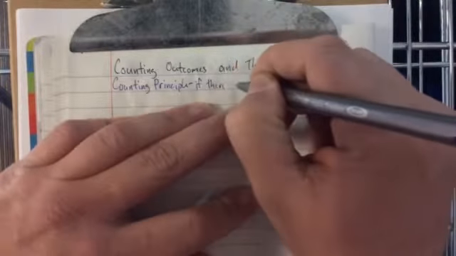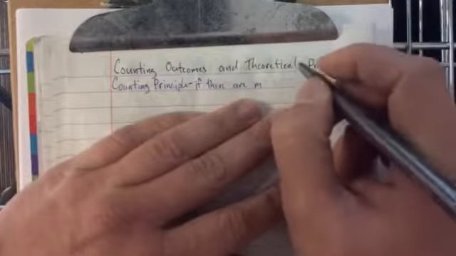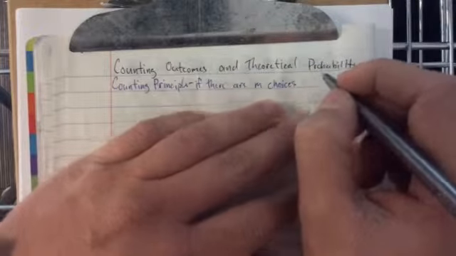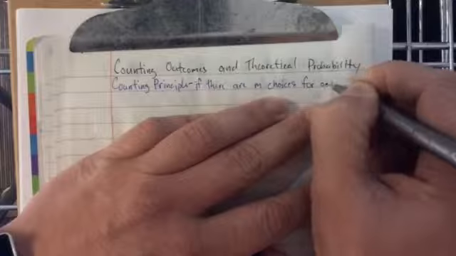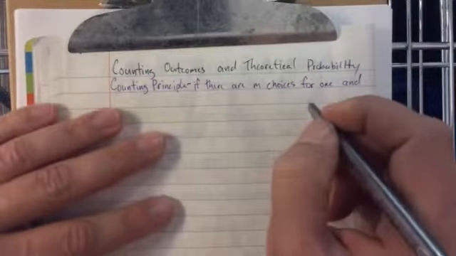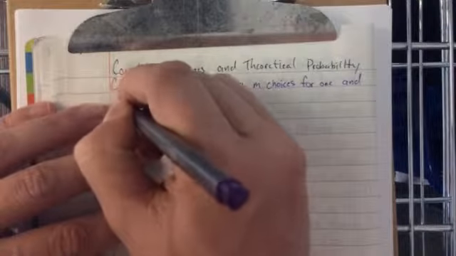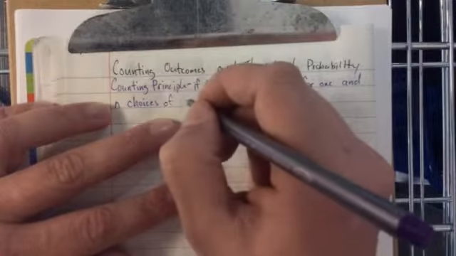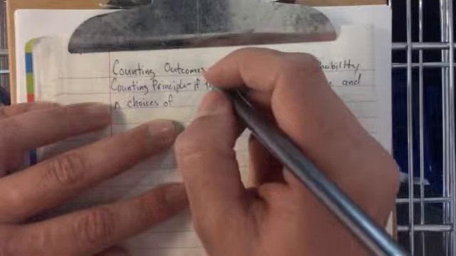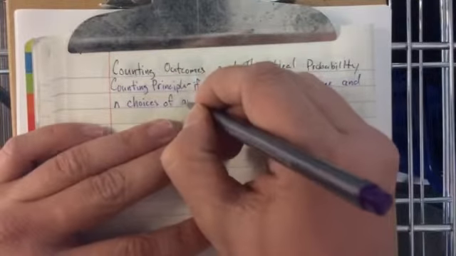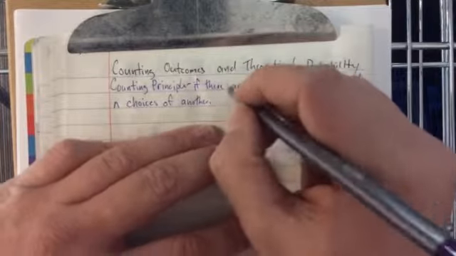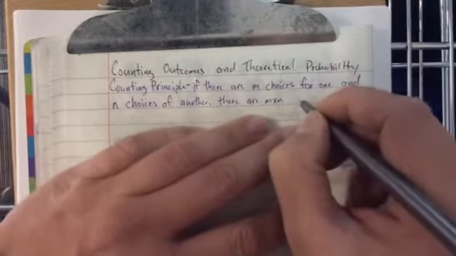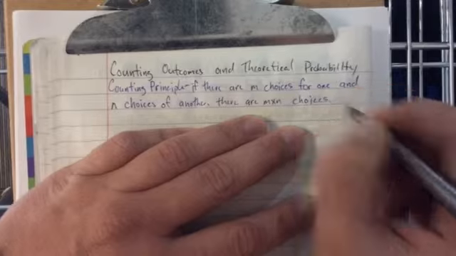If there are m choices for one and n choices of another, there are m times n choices.